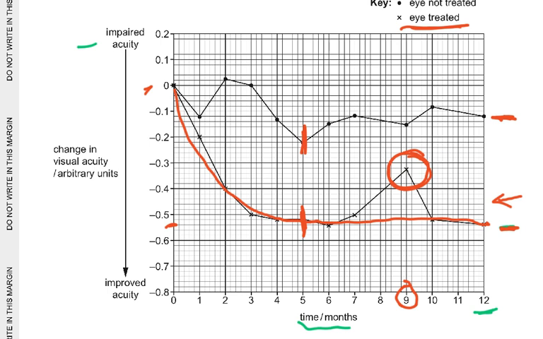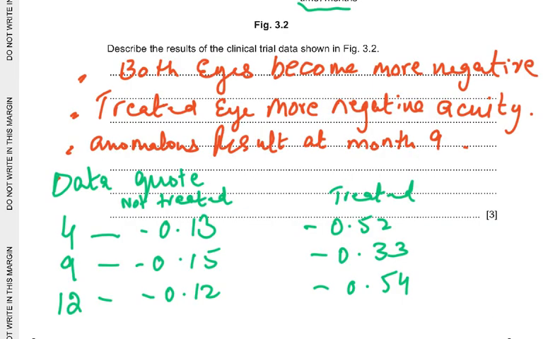And that would have got you your 3 out of 3 for describe. So both eyes become more negative, the treated eye has more improved or more negative acuity than the other one. Then there's an anomalous result at 9 months. And out of all these data codes, you could have only given me one. I'm not saying you have to give me all 3 of them. You have to give me any one of them.